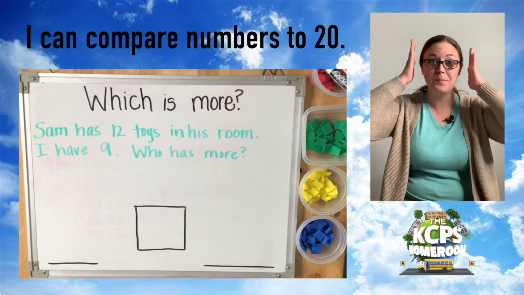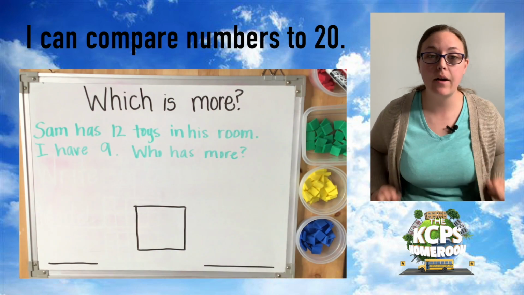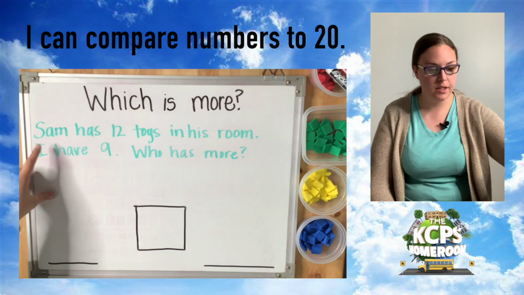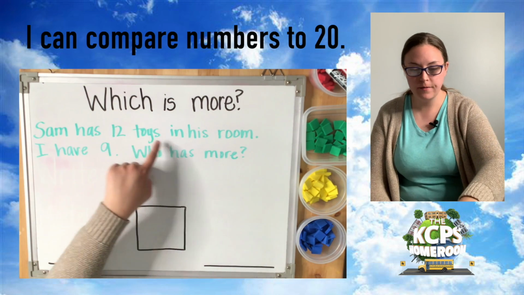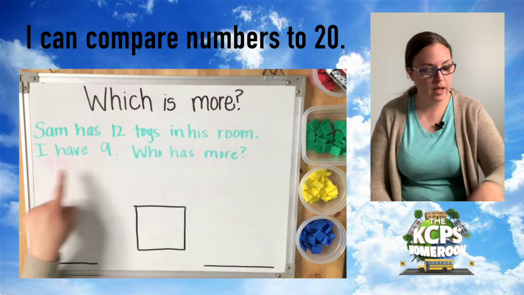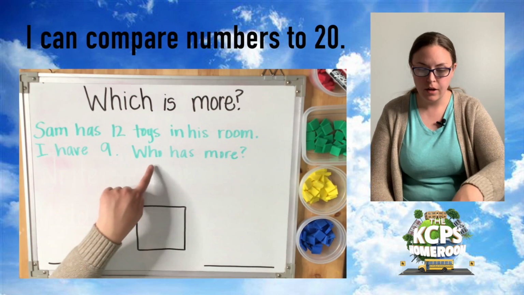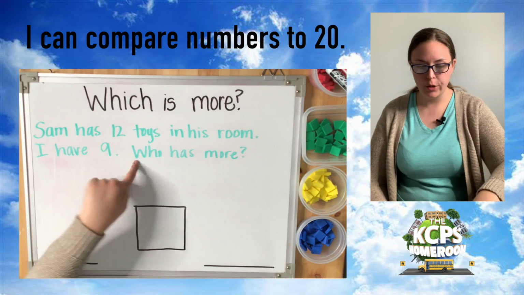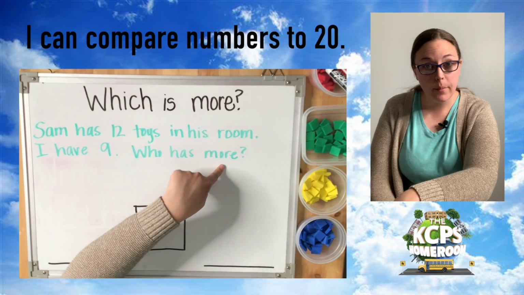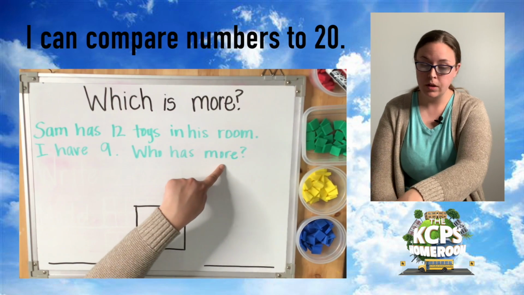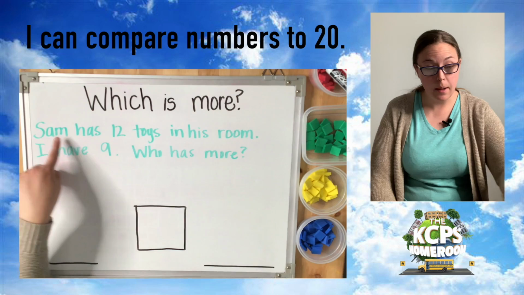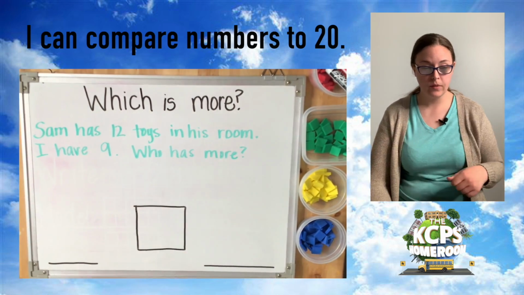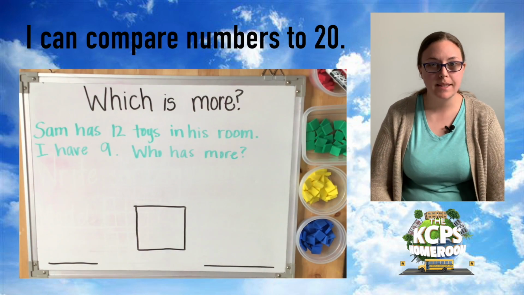Okay, mathematicians, put your thinking caps on. Here is our first story problem. Let's read it all from start to finish. Sam has 12 toys in his room. I have 9. Who has more? The first thing I want you to think about is our question. Who has more? Remember, we have to answer that with a statement. So our answer will say, either Sam or I has more. Now we have to think about what our problem says.